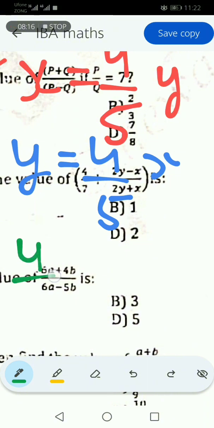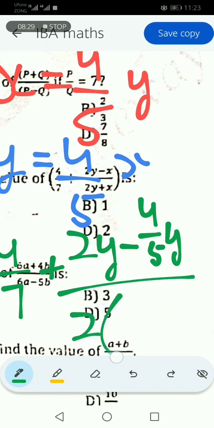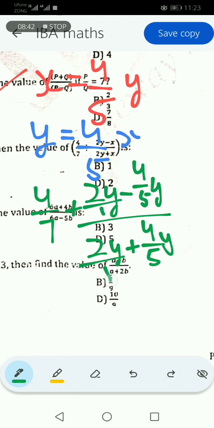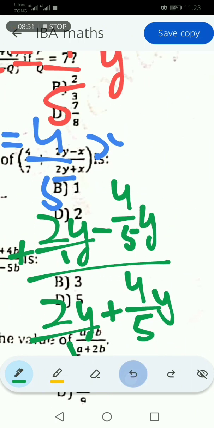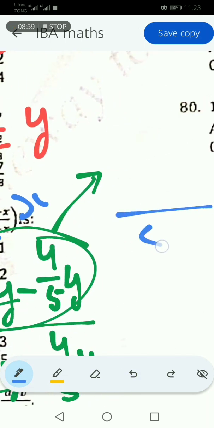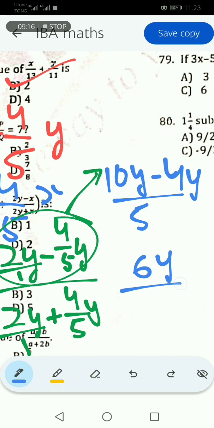So that will be 4 upon 7 plus 2y minus 4 upon 5y divided by 4 upon 5. No, it's not this. 2y plus 4 upon 5y. Basically, denominator in both of these. So this will be equal to 4 upon 7. We have to first solve this one. Let's solve it first. So that will be somehow equal to 5, and then 5 to the 10. 10y minus 4y. That will be equal to 6y upon 5.